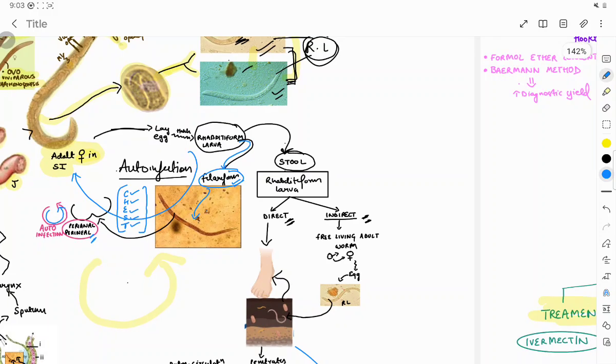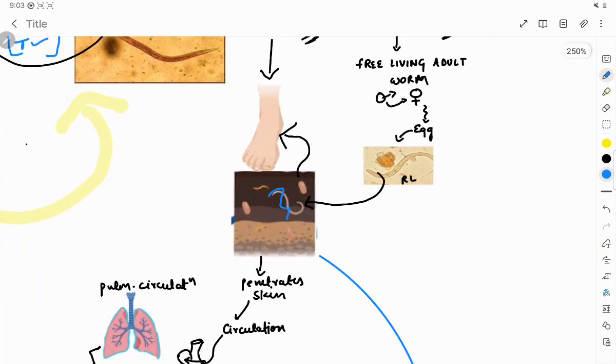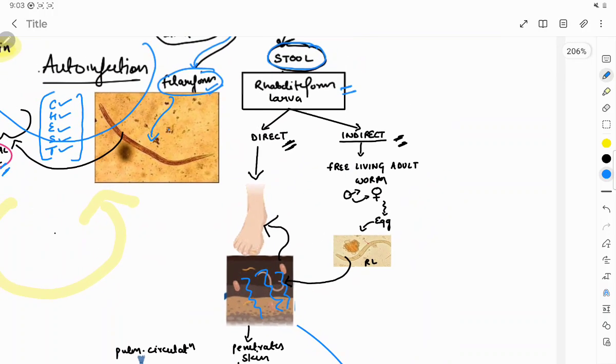We also need to understand what happens when the rhabditiform larva passes in the stool. This rhabditiform larva can either undergo direct development, that is, our soil has a lot of filariform larva. It means that while passing in stool, the rhabditiform larva changes into filariform larva within the soil. This filariform larva has the capacity to penetrate our skin, and it is going to penetrate our skin and enter our body. The next development you must know is the indirect one.